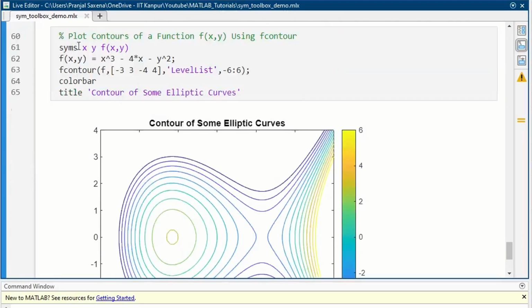Now we can also plot contours of a function using fcontour. See, contour, what do we mean by contour? So contour is, think of it like, you have different mountains. And then you cut those mountains in slices. So if you have a mountain of some kilometers height, and you just make some slices at each level. So whenever the boundary of the mountain intersects that plane, that is represented as a contour level.